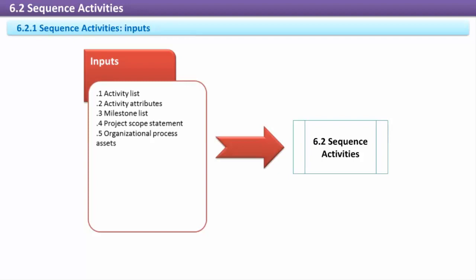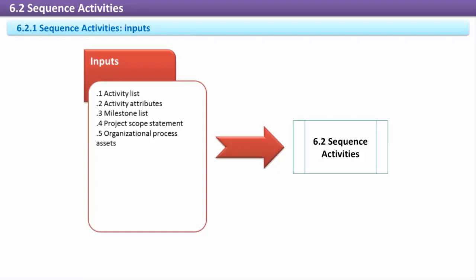Milestone list. The milestone list contains all project milestones regardless of where they originated and whether the milestone is optional or mandatory. Milestones can originate from the customer, performing organization, project manager, or project team. Milestones can generate dependencies and relationships between activities and might necessitate the need for leads and lags.